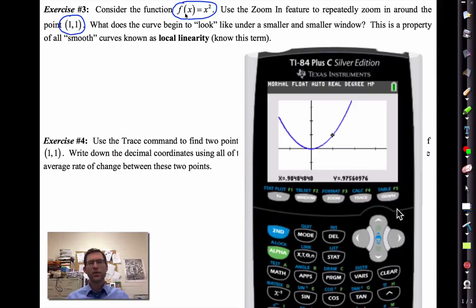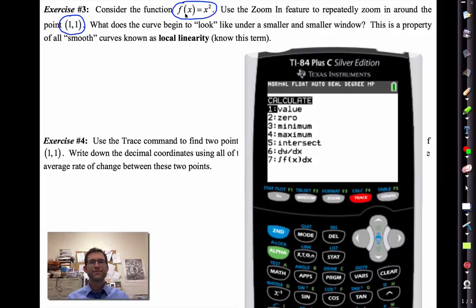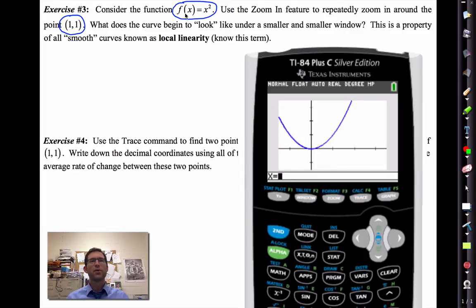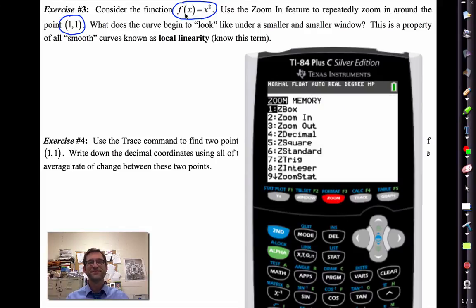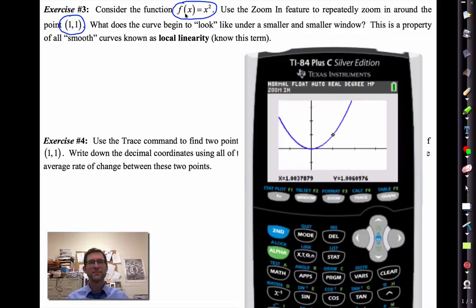I'm going to go back to value. So I'm going to go above the trace button, go back to value. I'm going to choose option 1. I'm going to put in x equals 1. All right. Tells me y is equal to 1. Again, just to put the cursor at 1, 1. Now I'm going to go into my zoom options. I'm going to go down to option 2, and I'm going to zoom in.